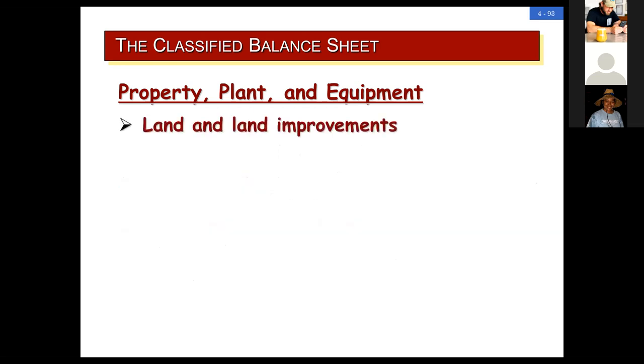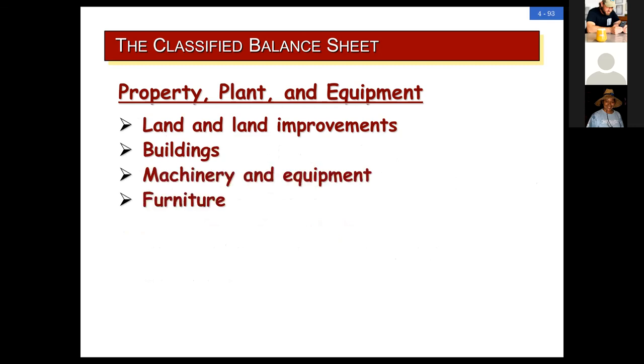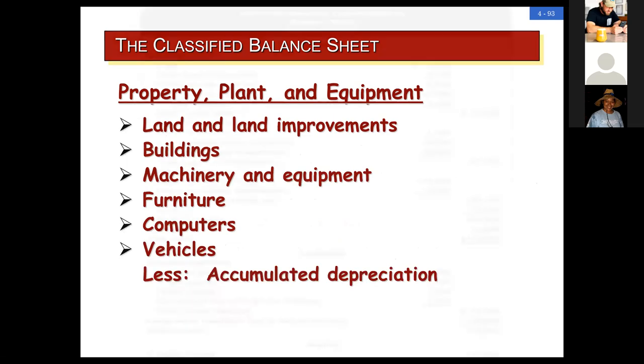Okay, what is the definition of property, plant, and equipment? Land and land improvements, if it's used in operations. Buildings, equipment, machinery, furniture, computers, vehicles, less accumulated depreciation, these are all considered property, plant, and equipment. Now go back and remember what I just covered. It has to be used in operations.